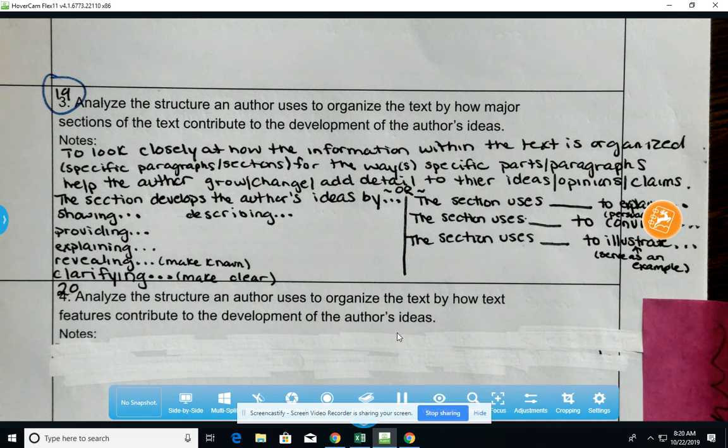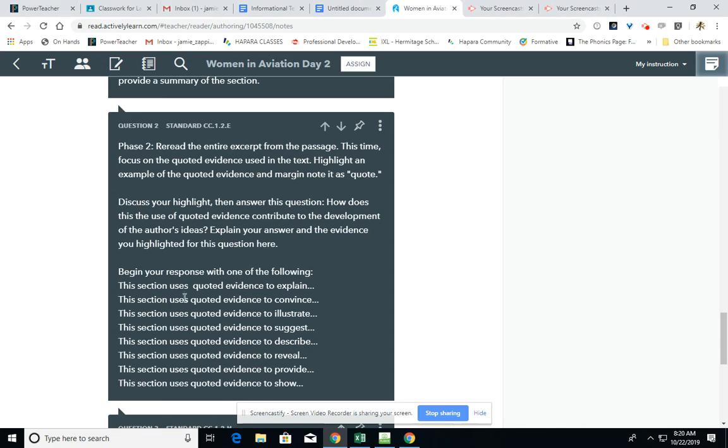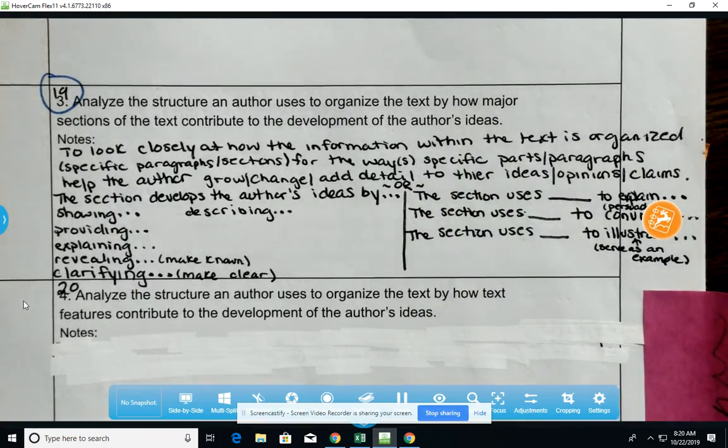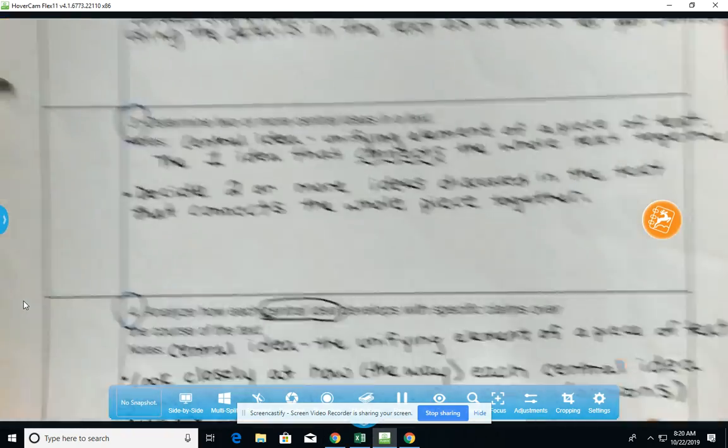Within your response to this, I want you to make sure that you include and begin in the following way. You can say the section uses quoted evidence to explain, convince, illustrate, suggest, describe, reveal, provide, or show something particular that they want us to see about their claim. This also ties in to learning target number 1.